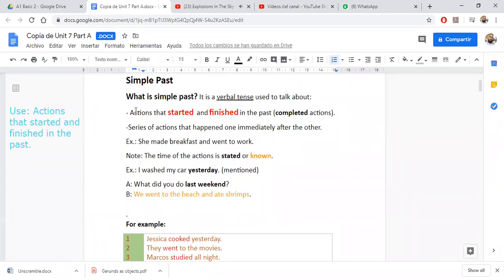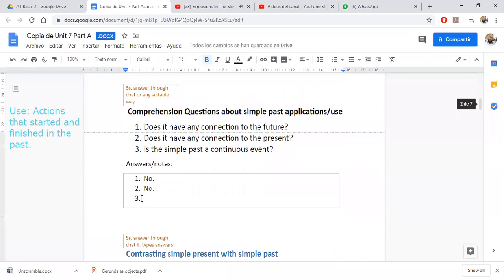Remember that these are the uses of the simple past. Action that started and finished in the past. Series of actions that happened one immediately after the other in the past. And the time of the actions is stated or none. So last weekend, yesterday. So it doesn't have any connection to that. Another question. Is the simple past a continuous event? No, it's not a continuous event. It started and finished in the past. So it's not a continuous event. So all the answers to these questions are no.